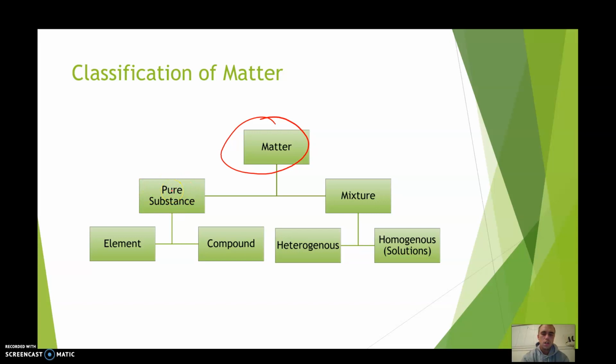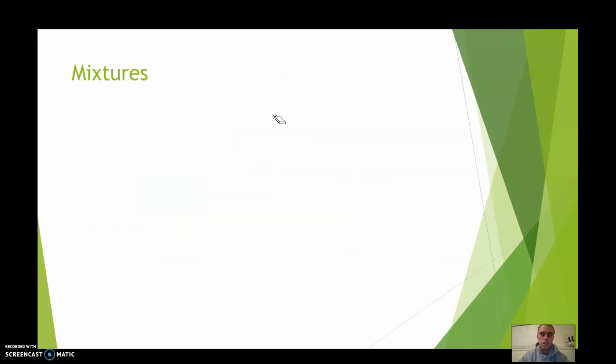Alright, we're going to talk about each one of these, mixtures and pure substances, and then we're going to talk about each different type of mixture and each different type of pure substance. Alright, but everything in the universe can be described as matter. We just need to be able to figure out which category it can go into. Okay, so let's start with mixtures.